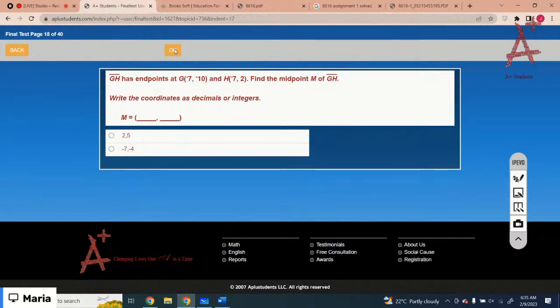GH has endpoints at G -7, -10 and H -7, 2. Find the midpoint M. So -7 and -7 over 2, that would be -7, and -10 plus 2 is -8 over 2 is -4. So the coordinates are -7 and -4. Got it?